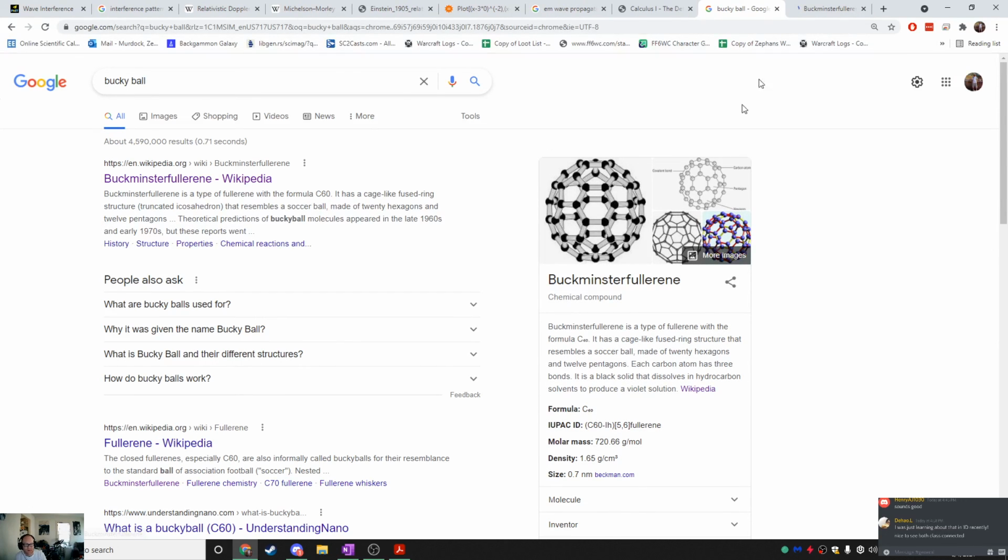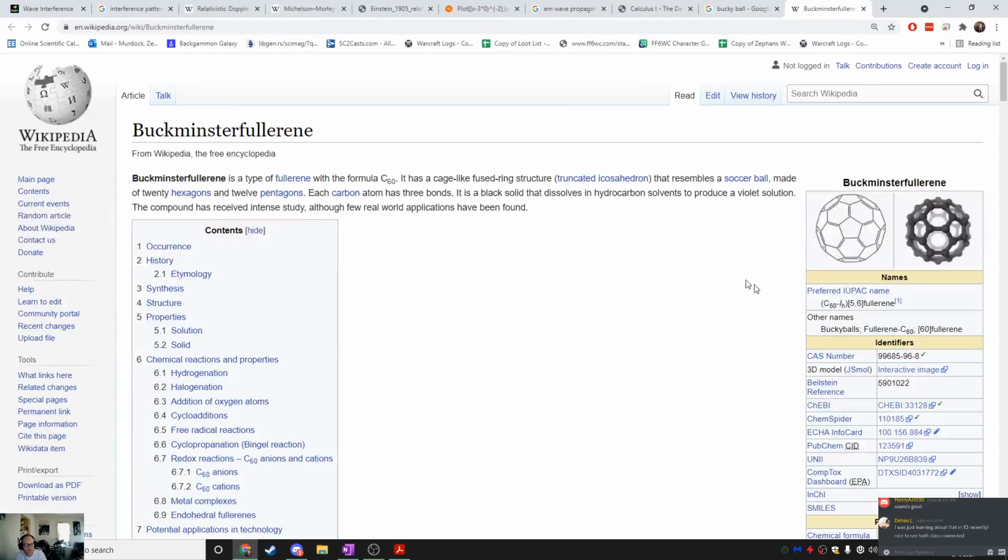Buckminster Fullerene is the name of it. This is a picture of it right here. Aren't these called benzene structures? Something like that. So it's like you take a benzene structure and you organize it like a soccer ball. I don't know the way to say it. It's like a soccer ball.